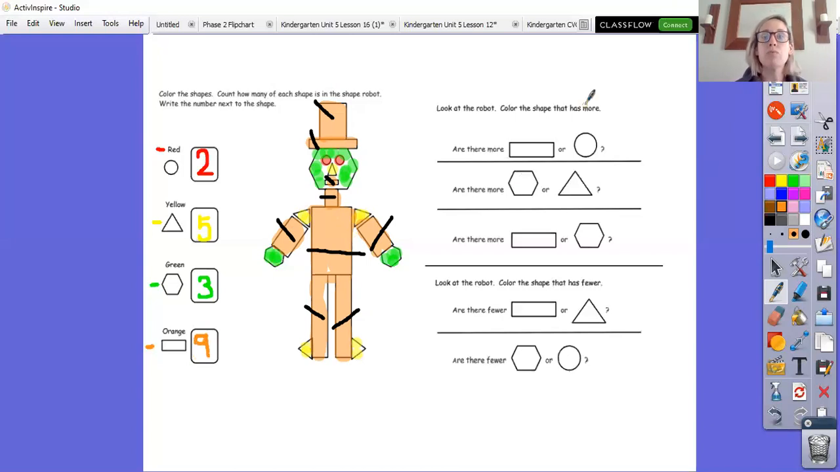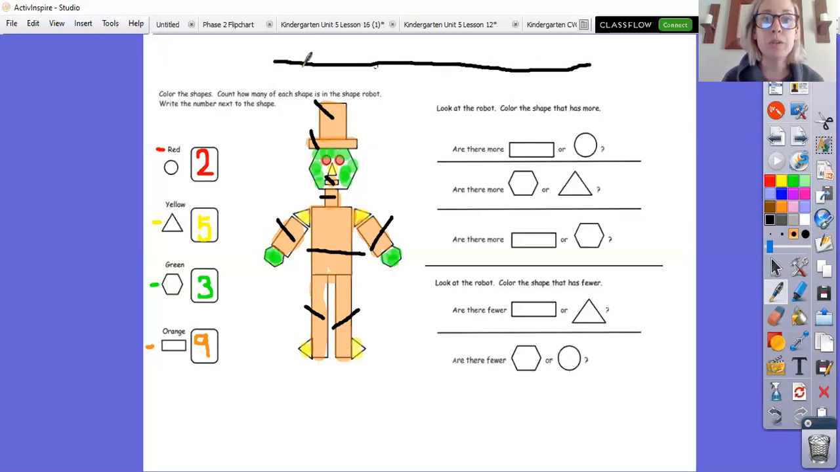All right, so let's look at our robot and color the shape that has more, okay? So right now we're talking about more. More is when it's more of something, okay? So if I had 3 cookies and my friend had 4 cookies, who has more? My friend, because 4 is more than 3, okay? I'm going to draw a quick number line for you that might help during all of this, to be able to see visually which one is more, okay? Actually, we'll just do the numbers like this, okay?